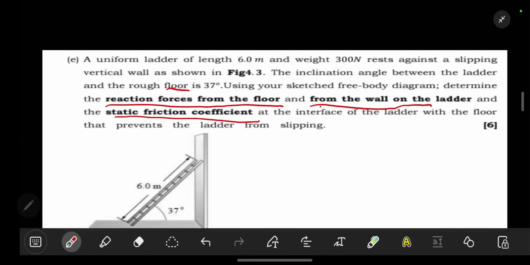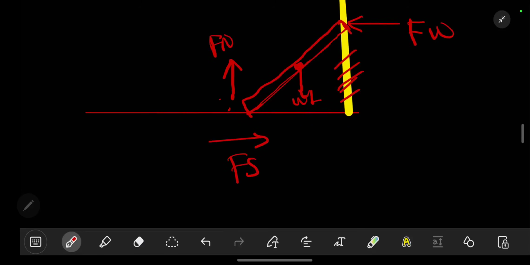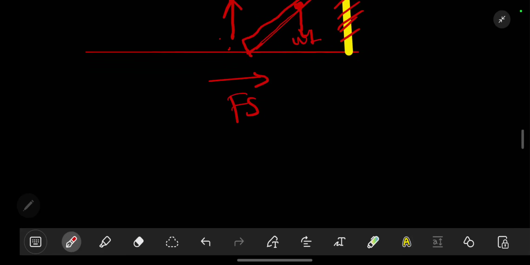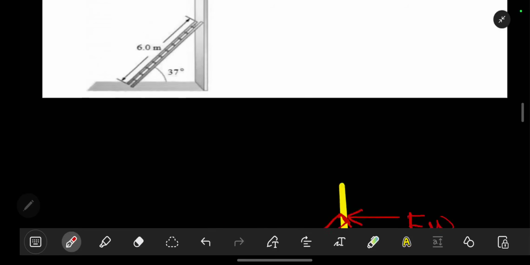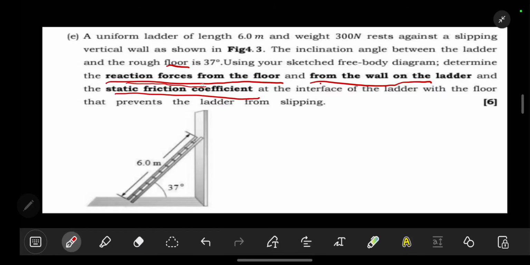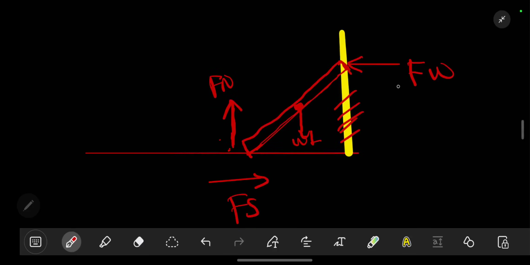Now, with that said, under this question, what you just need to start with is to look at your forces in the Y and the forces in the X as your first thing, before you move on to torque. So if you look at this, we first have the reaction forces. The reaction forces we are talking about are the normal force, the frictional force, and the FW.